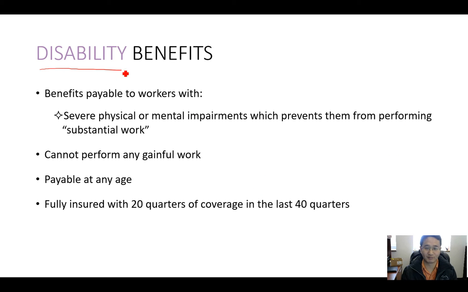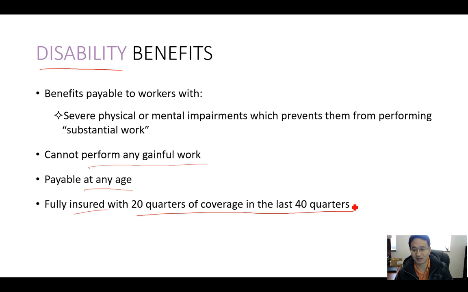Let's talk about disability benefits. If they cannot perform any gainful work, it is payable at any age. You have to be fully insured with 20 quarters of coverage in the last 40 quarters. So this is more restricted compared with the previous full retirement benefit, because you have to work 50% of the most recent 10 years. So that's what it says.